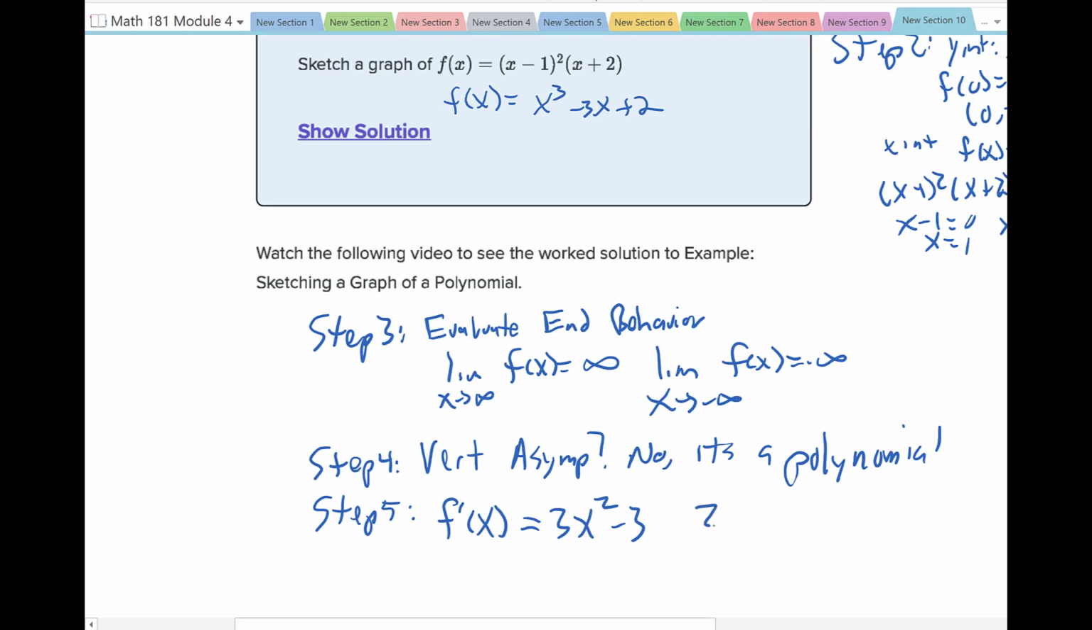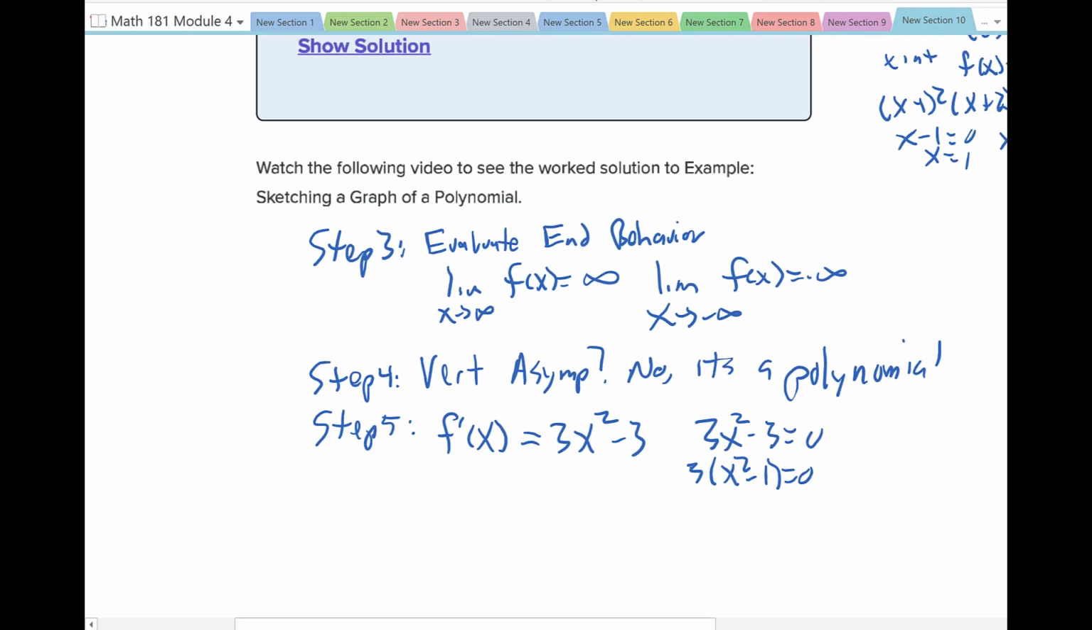So I'm going to take that and set it equal to 0 to get my critical points. 3x squared minus 3 equals 0. So that's 3 times x squared minus 1 is 0. So that means that x minus 1 is 0, so x equals 1. x plus 1 is 0, so x equals negative 1.